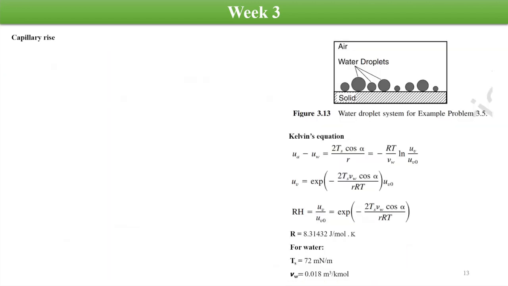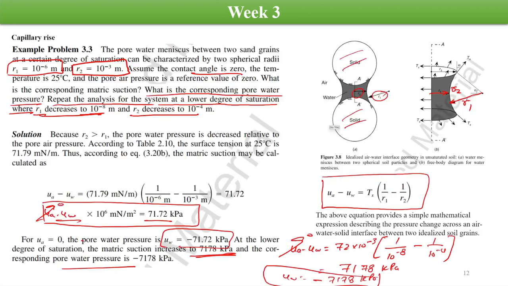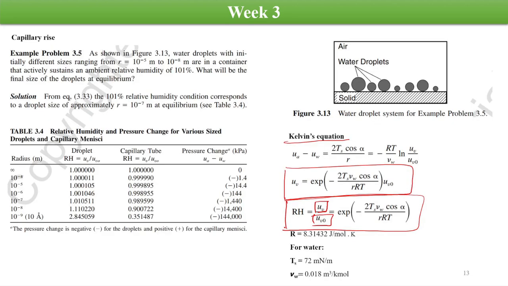Okay, so now we move on to another numerical that will be based on Kelvin's equation and the other expressions regarding the values of relative humidity, that is UV upon UV naught, the pore pressure at saturation and pore pressure UV. So now we'll see how we can solve this.